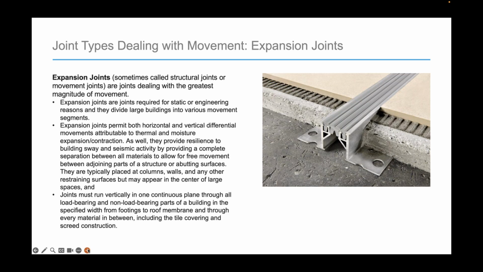Joints must run vertically in one continuous plane through all load-bearing and non-load-bearing parts of the building, and in specific width from footings to roof membrane and through every material in between, including the tile, coverings, and screed construction.